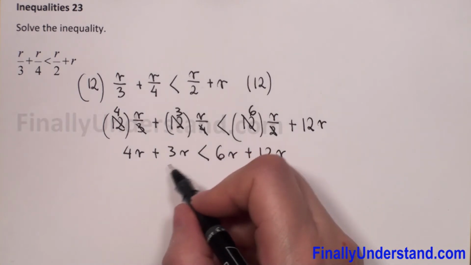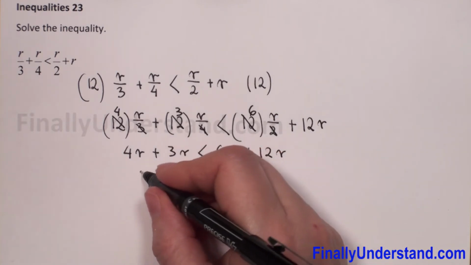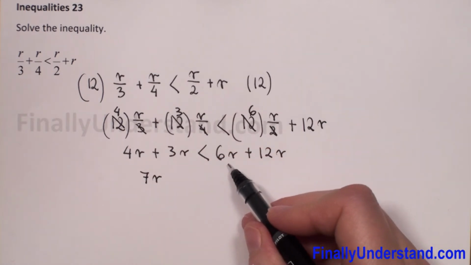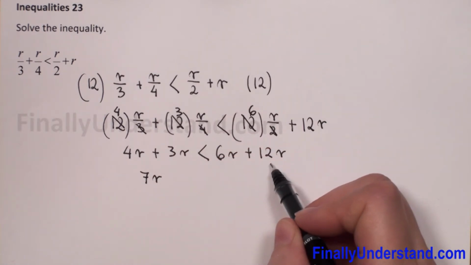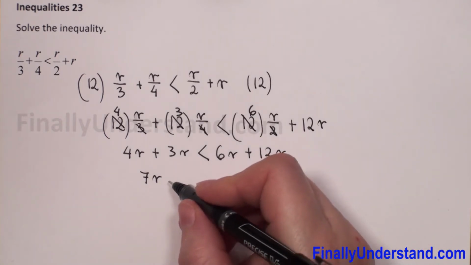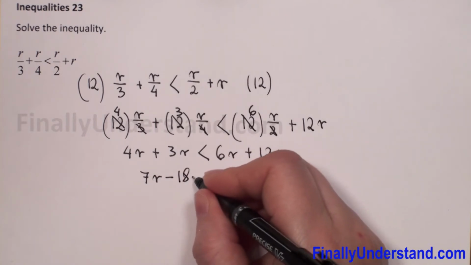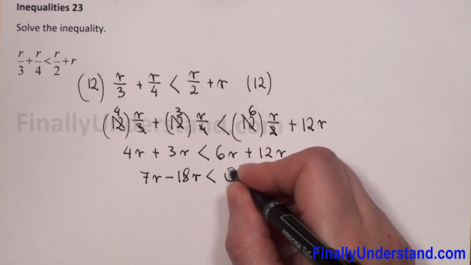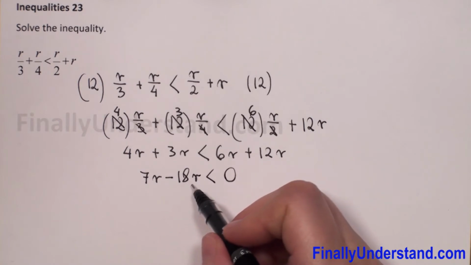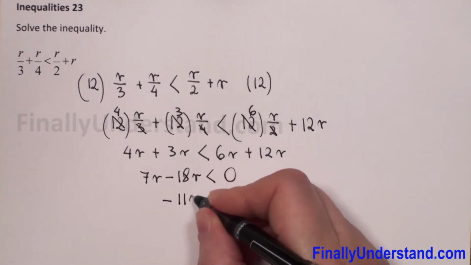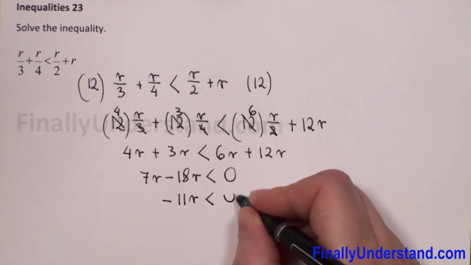So I have 4r plus 3r will be 7r, and on the right side I have 6r plus 12r will be 18r. I will move it to the left side, so I have to change the sign, will be negative 18r is less than 0. 7r minus 18r is negative 11r is less than 0.